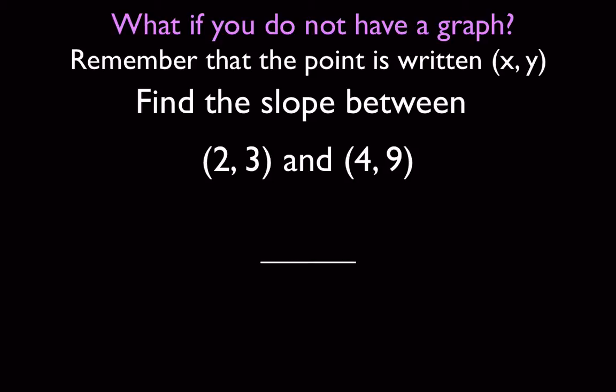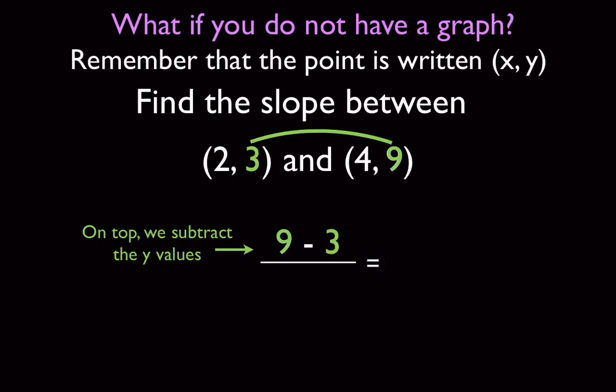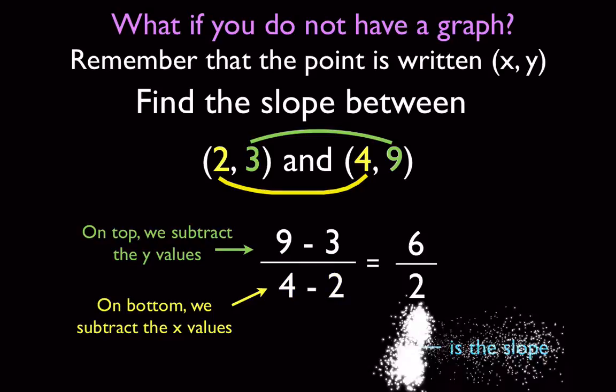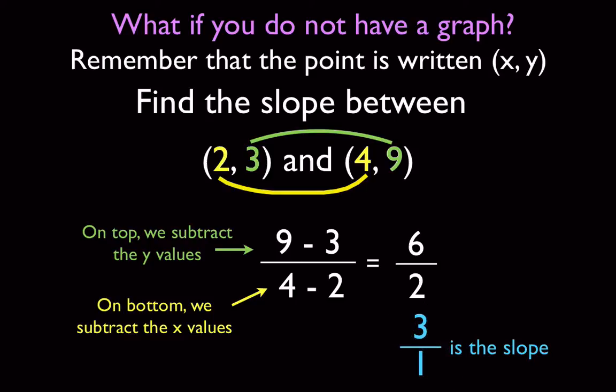The slope formula says we're going to subtract our y values on top, which are 9 and 3, and that's going to give us 6. On the bottom, we're going to subtract our x values, 4 and 2, which are going to give us 2. At that point, you simplify. 6 divided by 2 is 3/1. Okay, so it's very simple. You don't have to worry about positive or negative. If the answer is negative, then you'll have a negative in your slope. So for example, if it was 3 minus 9, then we'd end up with a -6 instead of a positive.